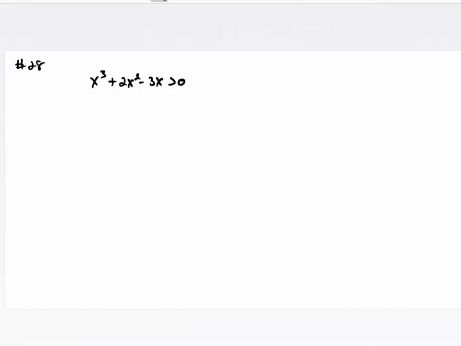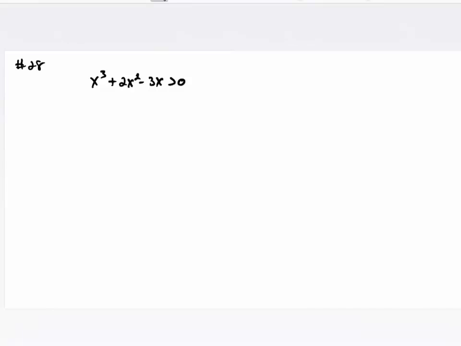All right, let's look at number 28. Number 28, we're going to go ahead and do the same thing that we did previously. So in this one here, we have x to the third power plus 2x to the second power minus 3x, and that is greater than 0.